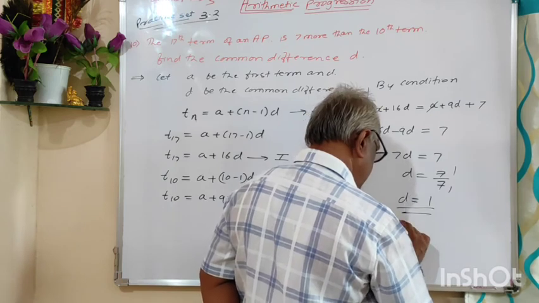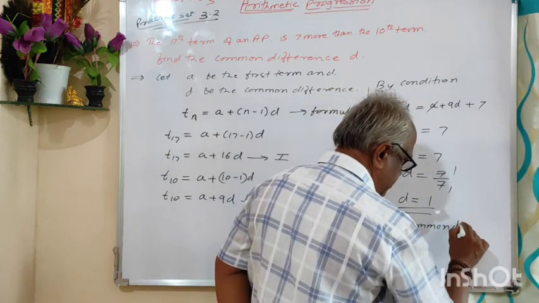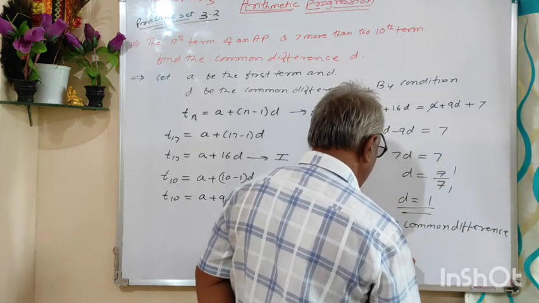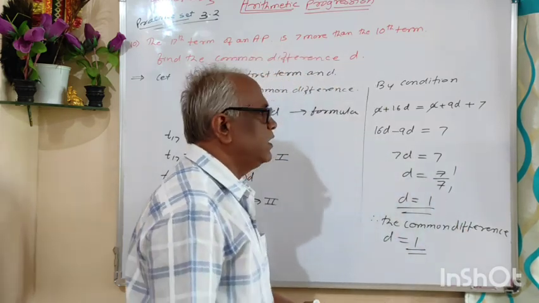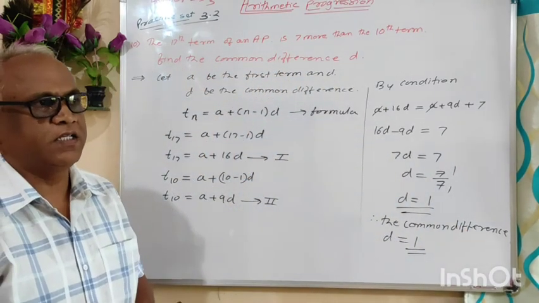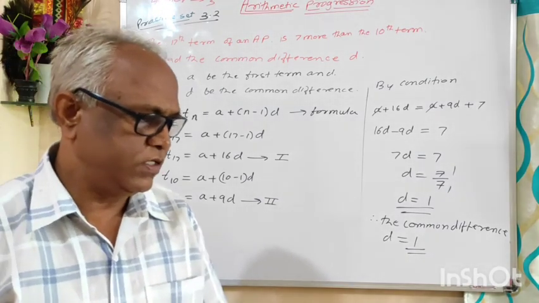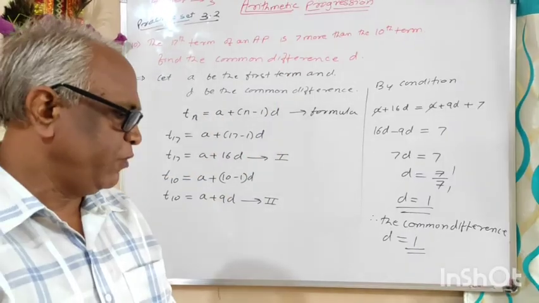Therefore the common difference D is equal to 1. Here the practice set 3.2 is completed. Next we will see the next practice set, 3.3, in the other video.